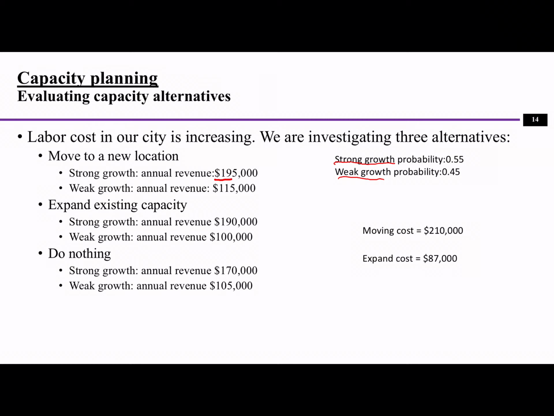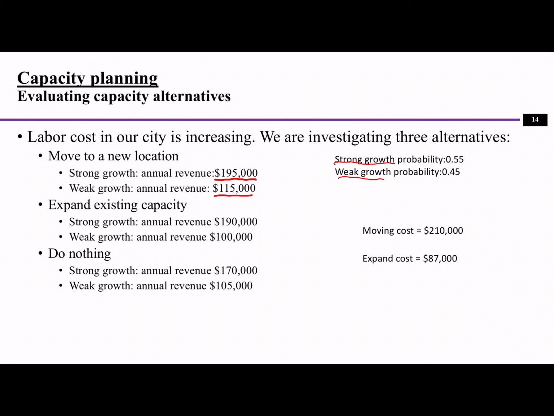Now the conditions are, so if we move to a new location and if we experience strong growth, what happens is our annual revenue will be 195,000, right? But if we move to a new location and if we experience a weak growth, then the annual revenue will be 115,000, right? Similarly, we have some other numbers related to if we expand our existing capacity. What is the annual revenue with strong growth? And what is the annual revenue with a weak growth? Same with do nothing, right?